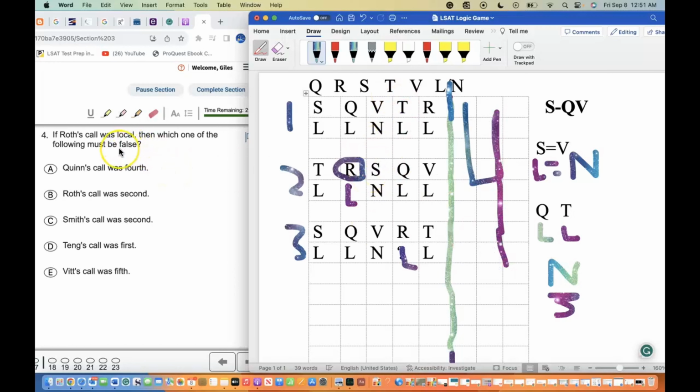Okay, so which of the following could be false? Q was the 4th call. No, that's true. Ross was the 2nd call. That's true. The reason why I'm saying that's true is because if I see it, it's true.